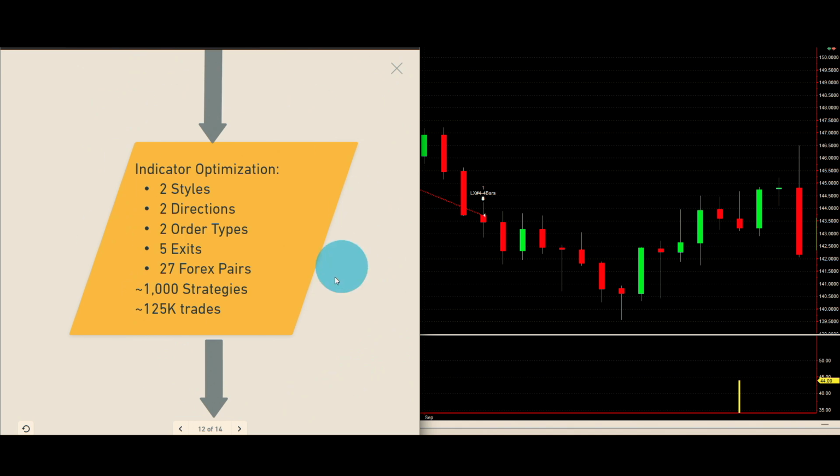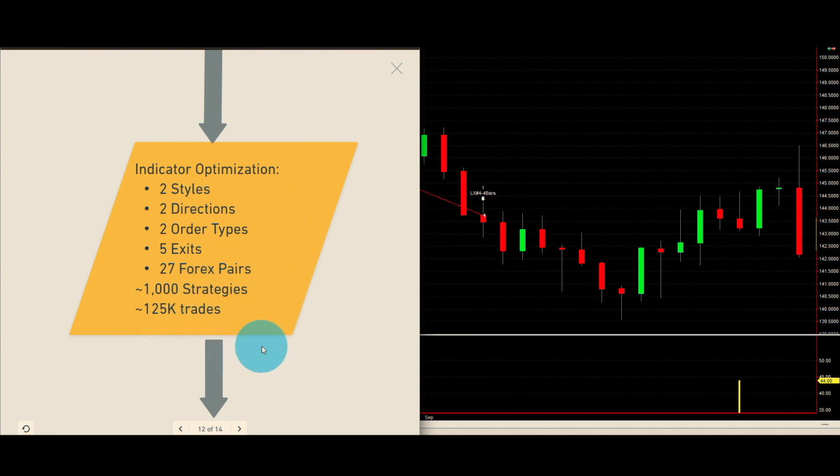Now, once I do the optimization, I have 2 styles, 2 directions, 2 order types, 5 exits and 27 Forex pairs. So I will end up with about 1,000 strategies and about 125,000 trades. In this case, I'm testing 9 patterns all together. So we should end up with about 10,000 strategies and about 1.2 million trades.